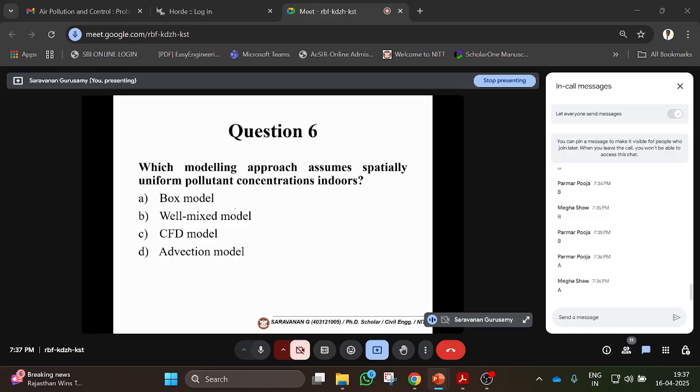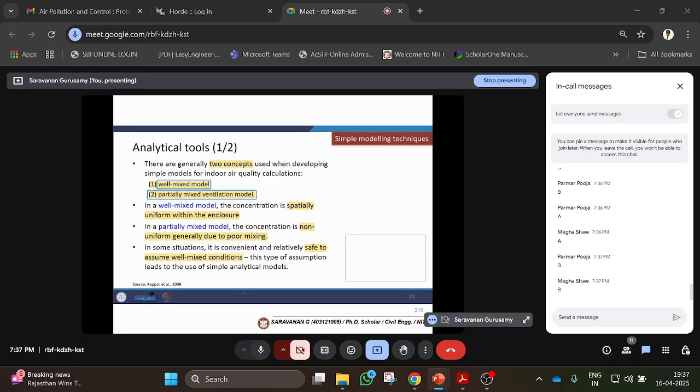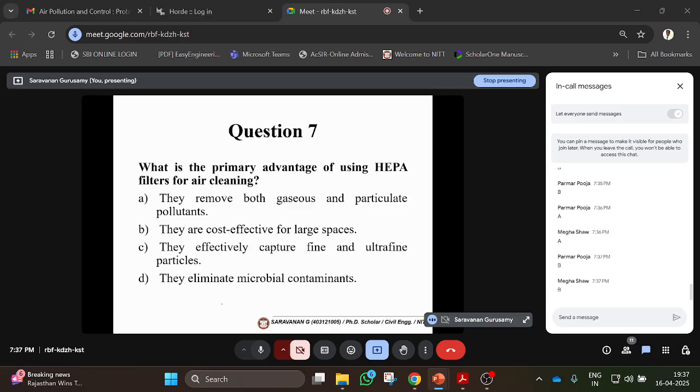Which modeling approach assumes spatially uniform pollutant concentration indoors? If you want a uniform concentration in water also, you need a stirrer. Then whatever water you have will have equal concentration everywhere. If you mix it well, you will have a uniform concentration. Otherwise, whatever pollutant comes in will stay where it is. If you are mixing well, then the well-mixed model will give you uniform pollutant concentration indoors. The well-mixed model and the partially mixed ventilation model are the two concepts we use.